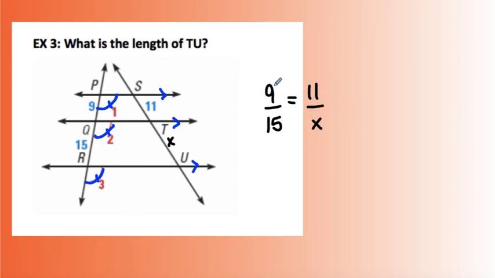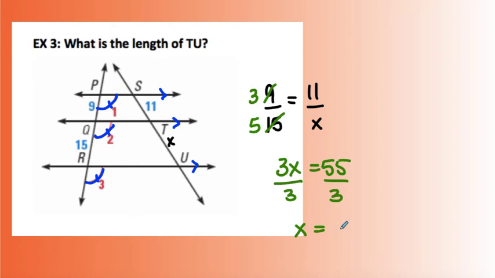Always want to simplify. So 3 goes into 9 3 times, 3 goes into 15 5 times. And now I'm ready to cross multiply. So 3x equals 55. Then divide both sides by 3. And therefore I get x equals 55/3.